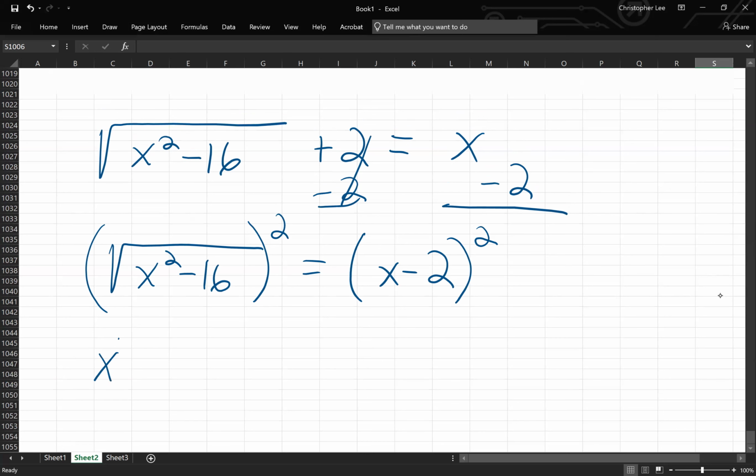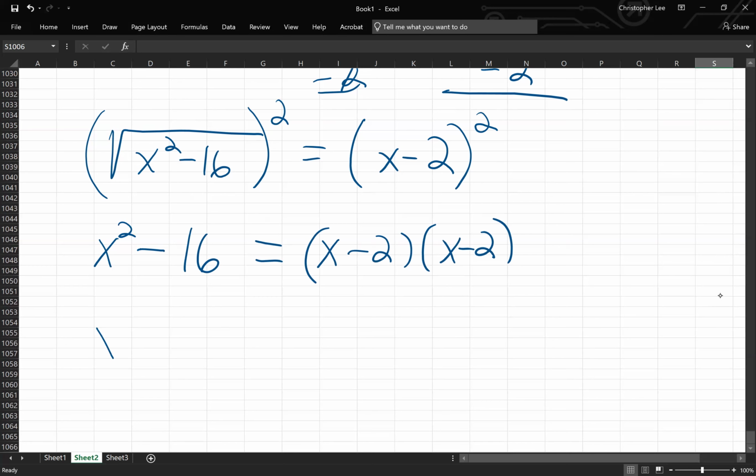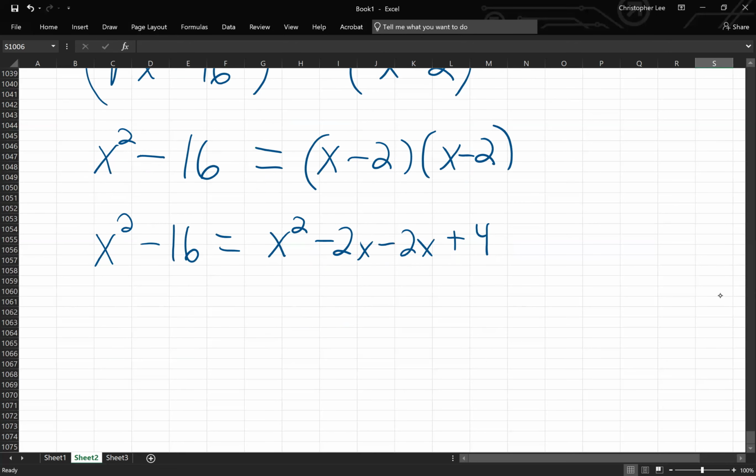You have x squared minus 16 equals, minus 2 times, FOIL it, and then what do you get? X squared, what? Plus 4, very good. What should I do after that?